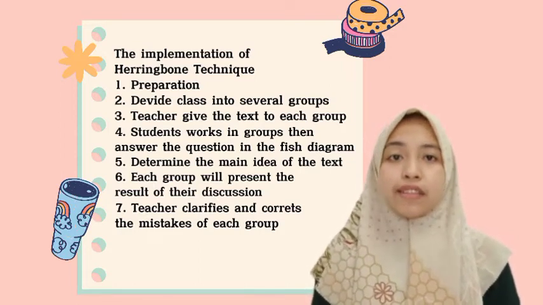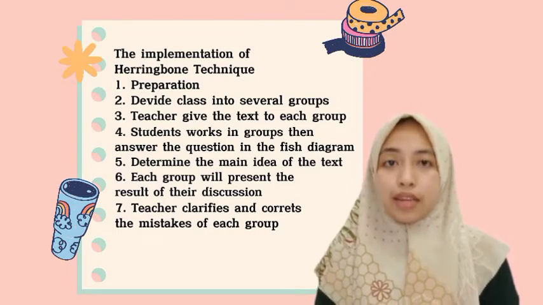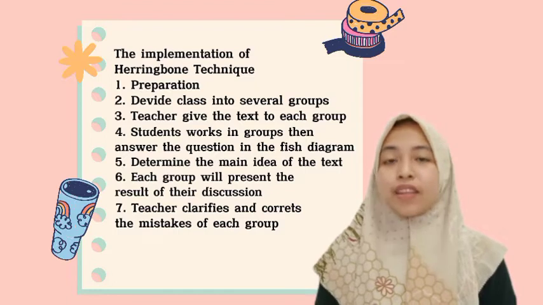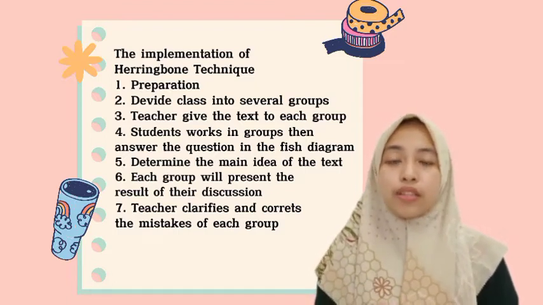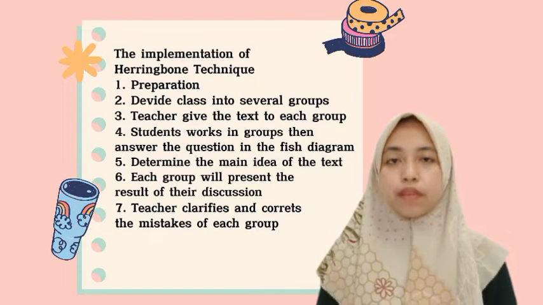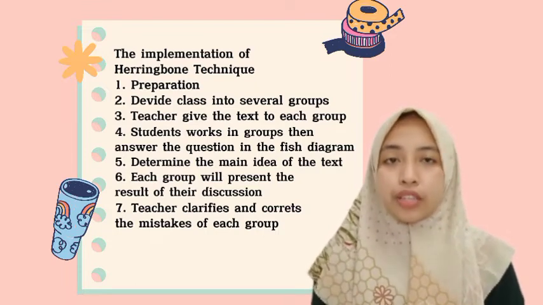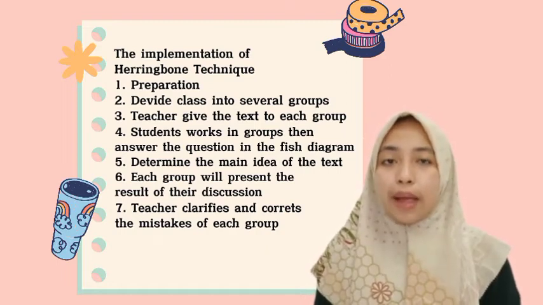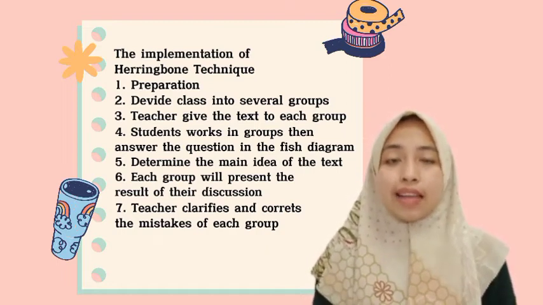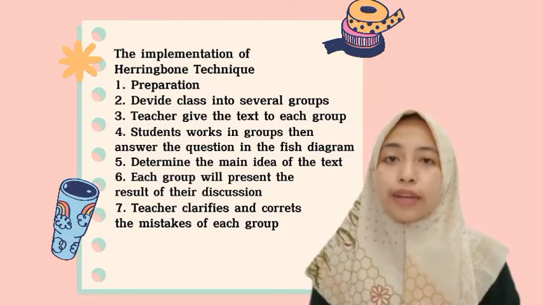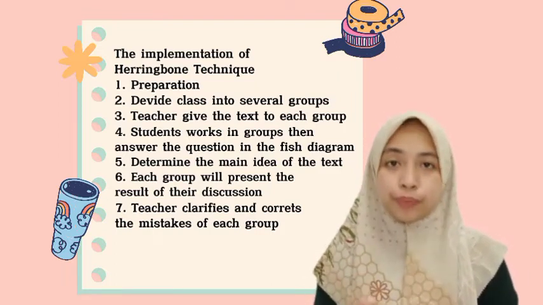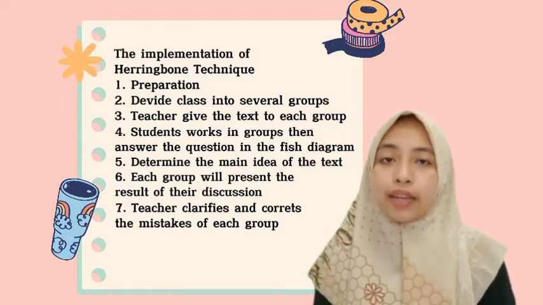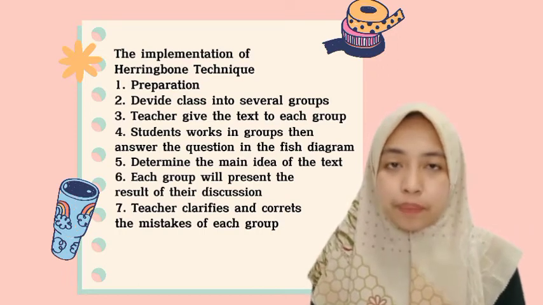Third, the teacher gives the text to each group. In this step, the teacher will give each group a piece of text that will be discussed. The text can be the same text or a different text for each group. Fourth, students work in groups, then answer questions in the fish diagram. In this step, students will read the text, then answer the 5W plus 1H questions, including who, where, what, when, why, and how, and then put the answers in the fish diagram.